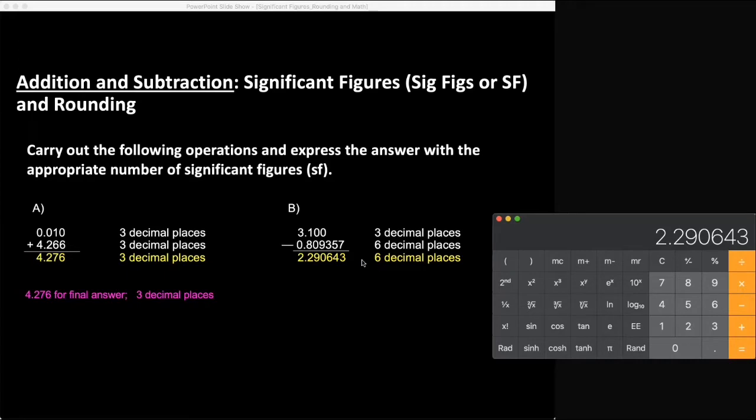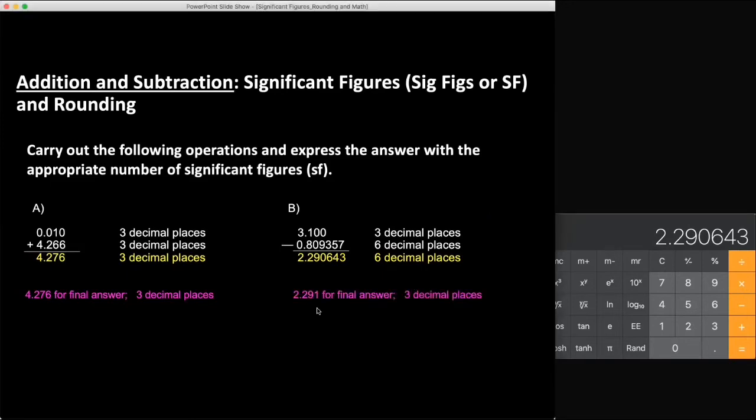Again, this yellow here is just writing down what the calculator gave me to show that I'm keeping track of everything. So now for my final answer, 2.291. I wanted 3 decimal places, and there's a 6 behind that 0, so you have to round up 1 for your final answer.